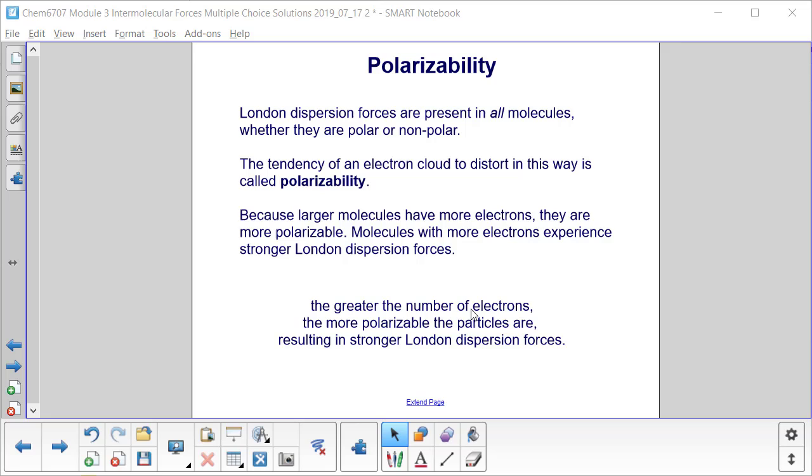All right, let's talk about polarizability as it relates to these forces. London dispersion forces are present in all molecules, whether polar or nonpolar. The tendency of an electron cloud to distort in this way, where you have this instantaneous dipole within an individual molecule, is called polarizability. Because larger molecules have more electrons, they are more polarizable. Molecules with more electrons, therefore, experience stronger London dispersion forces. The greater the number of electrons, the more polarizable the particles are, resulting in stronger London dispersion forces.